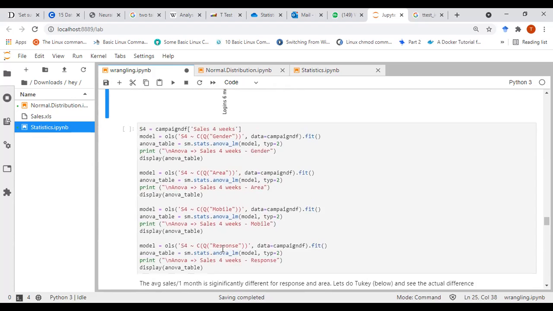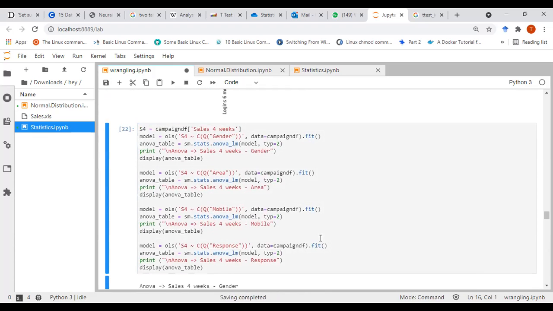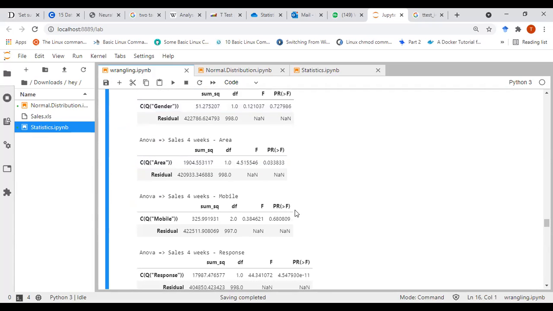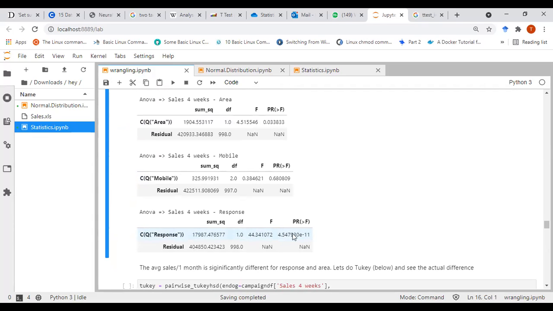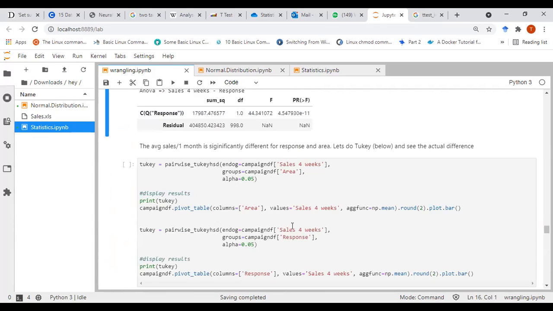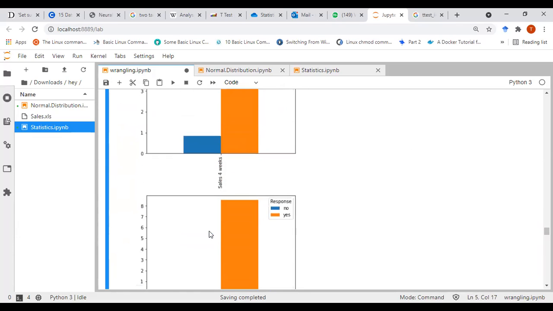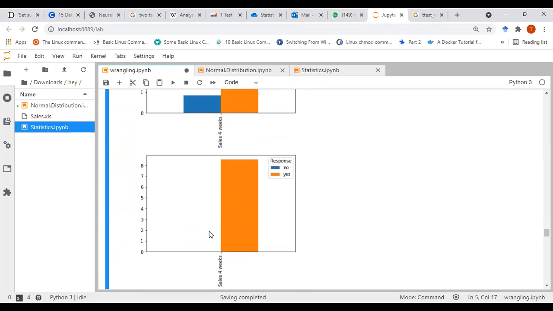And now we come to this real thing, sales 4 weeks. 72, 3.3, which is sales 4 weeks area. And response is very significant. So let's see for this. Urban is way more sales 4 weeks than this. And in the response, hey, what does this mean? For the no, it is almost insignificant as compared to this.